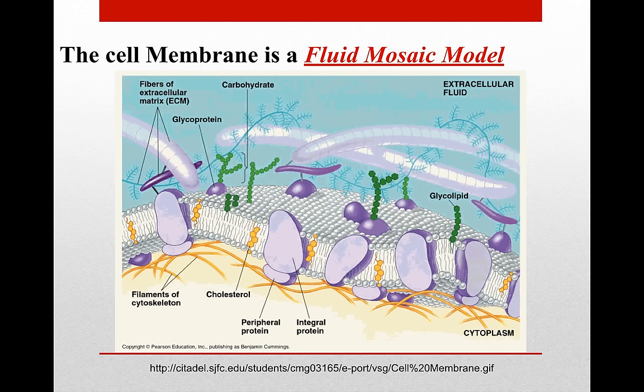We also refer to the cell membrane as a fluid mosaic model. So what does that mean? That means it's a flexible layer. We think of fluid as not being very structured. It has some flexibility or movement to it. It's made of these lipid molecules, and they're interspersed with large protein molecules, and they act as channels through which other molecules can enter and leave the cell.